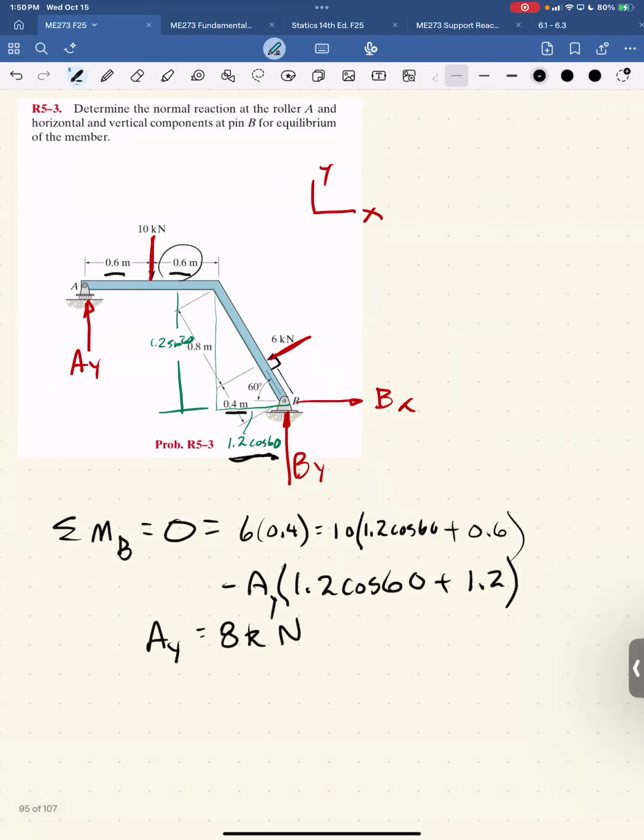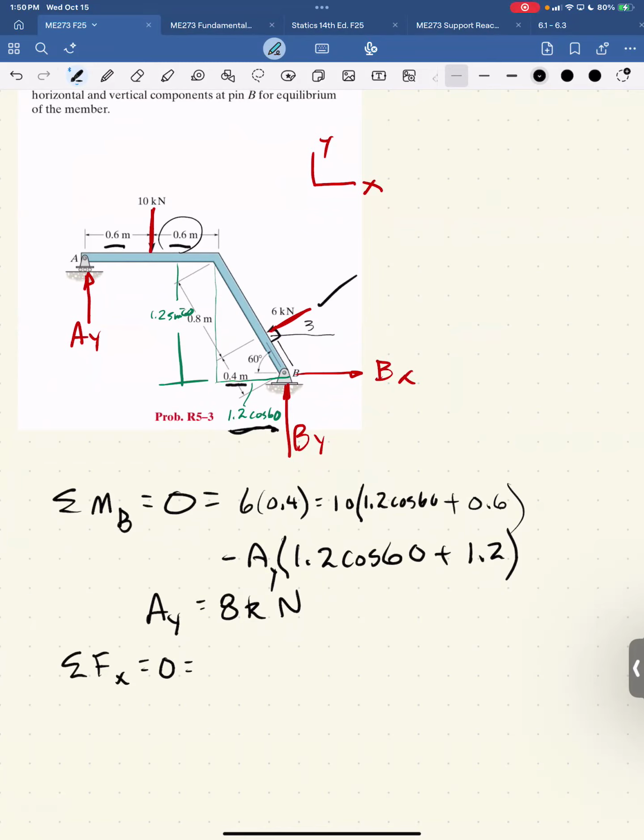And then we sum forces in the X direction, set that equal to 0. So I've got the component of the 6 kilonewton load. It's at 30 degrees from the X-axis because it's perpendicular to this length, which is 60 degrees from the X-axis, right? So its X component is 6 cosine 30, plus BX. So BX comes out to be 5.20 kilonewtons.